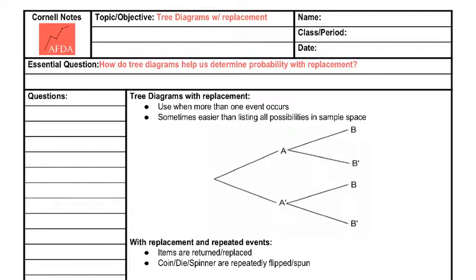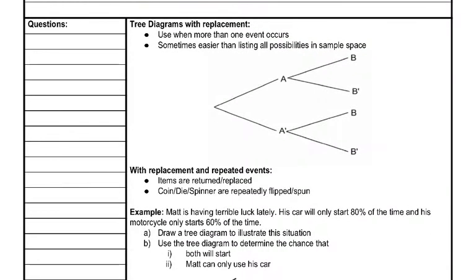This video lesson is on tree diagrams, and specifically we're talking about with replacement. So a tree diagram is a way of describing probability situations. We're going to use it when there's more than one event, and sometimes it's easier than listing all of the possibilities in a sample space. So not necessarily with more than one event, but if you have a lot of options that could happen, it's easier to break it down with a tree diagram.